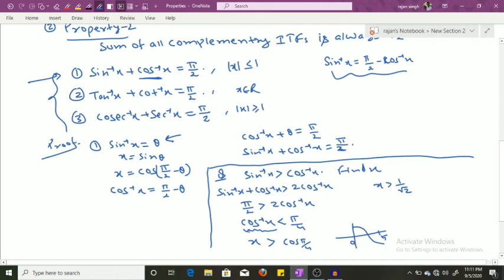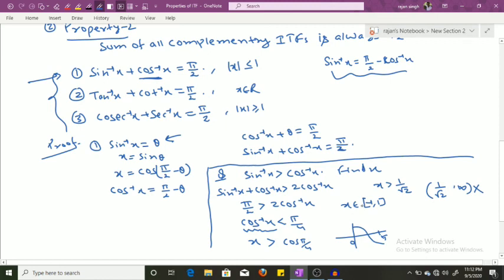Okay, see, this answer came from cos inverse x, right? So it's 1 by root 2. Greater than 1 by root 2 means what? 1 by root 2 to infinity? No, it's not like that. First of all, this answer came from cos inverse x, so you have to think about the domain of cos inverse x. According to cos inverse x, x belongs to minus 1 to 1.